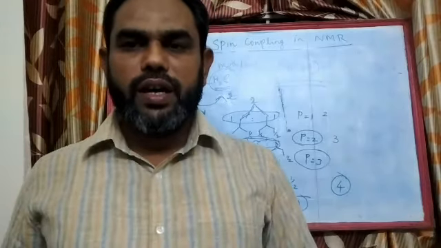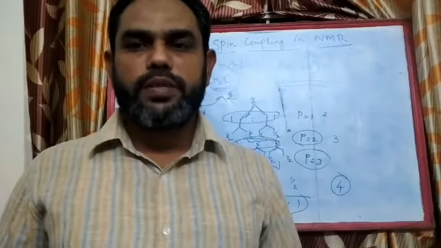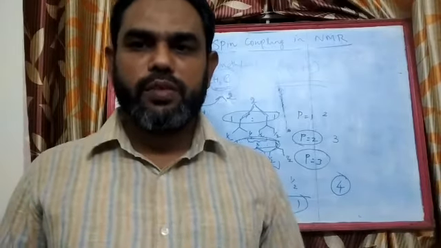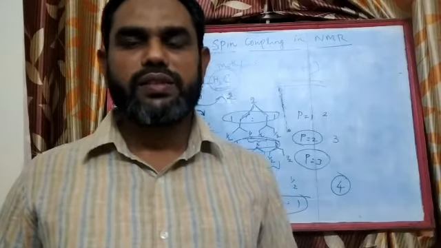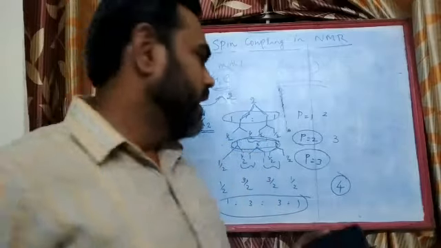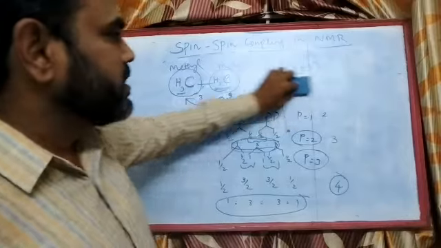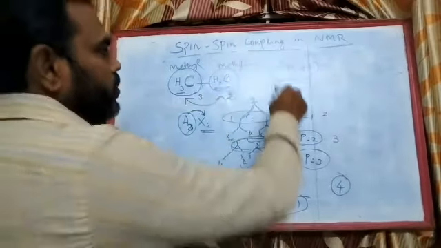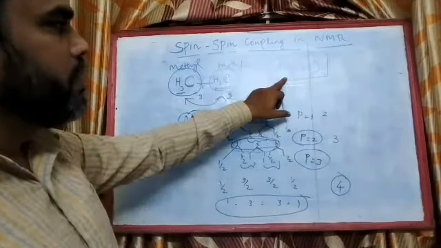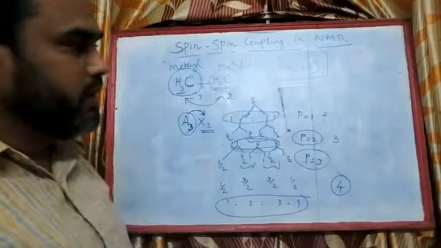If the number of neighboring protons is 5, this signal will be split into 6 lines. So, as a rule of generalization, you can calculate the number of splitting as n plus 1. N plus 1. Okay. So clear.